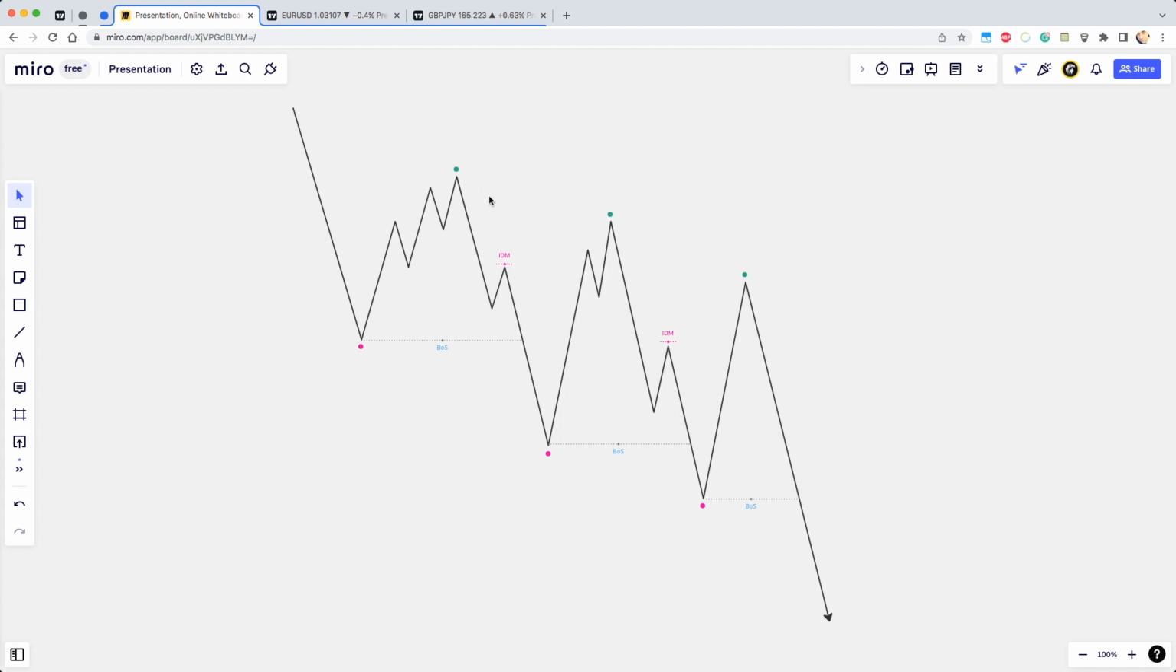But in this case, people see this as the zone that broke structure, and they got stopped out here and here. So they look for an extreme order block to enter or re-enter from, right?